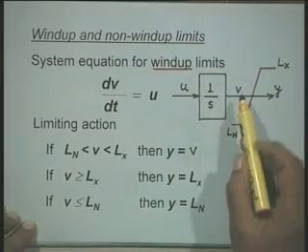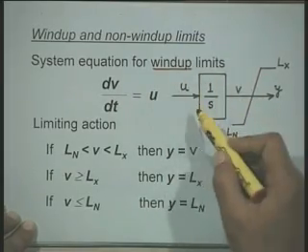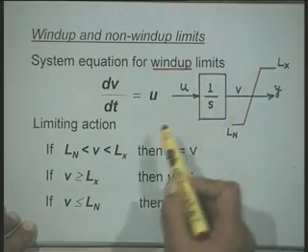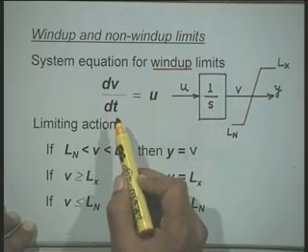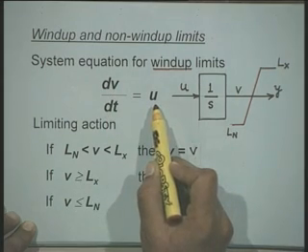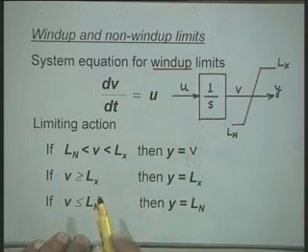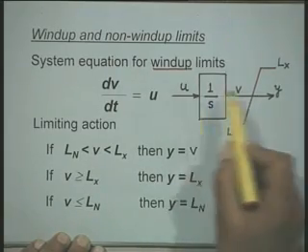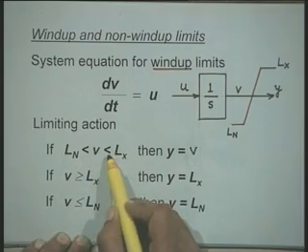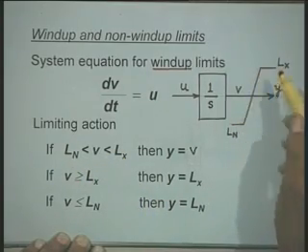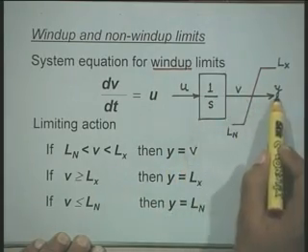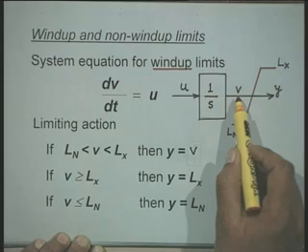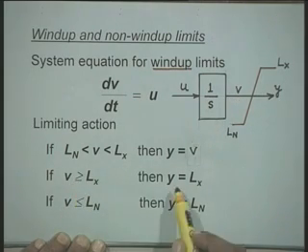Now, in this arrangement, when you look at the transfer function model of this integrator, we can write down the equation dv by dt equal to u. That is, this transfer function basically represents this first order differential equation, dv by dt equal to u. Now, in case this v, that is the output of the integrator, is greater than Ln and less than Lx, that is, it is lying in the range between minimum and maximum, then y is equal to v. This y is same as v. In case this v, the output of the integrator, is greater than or equal to Lx, then y is set equal to Lx.